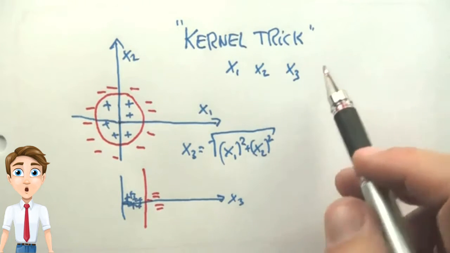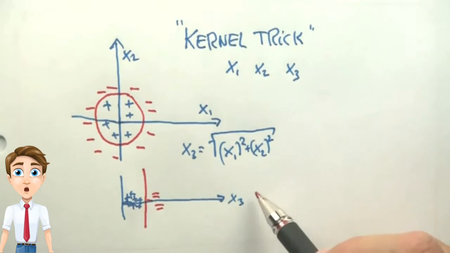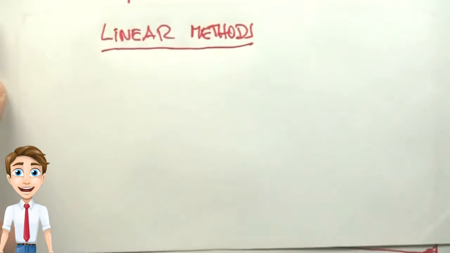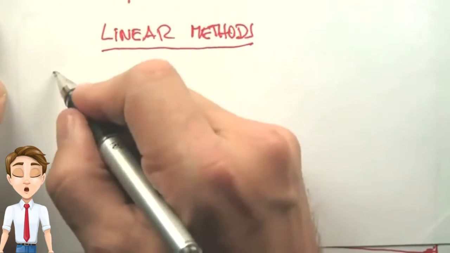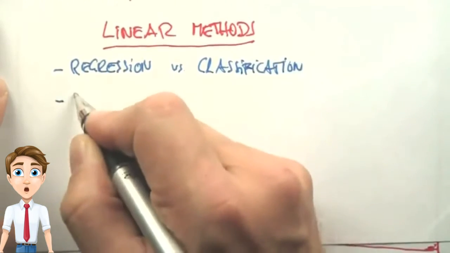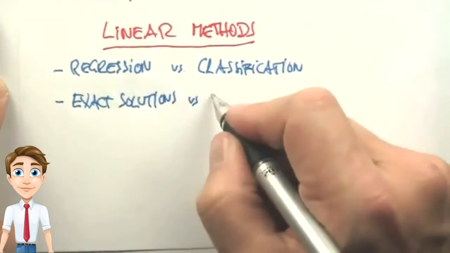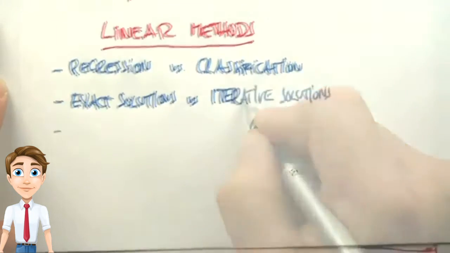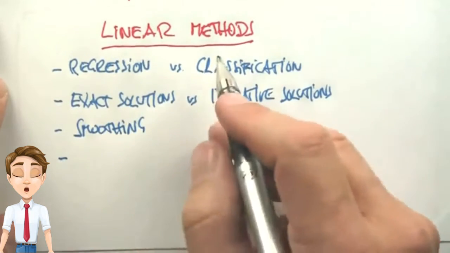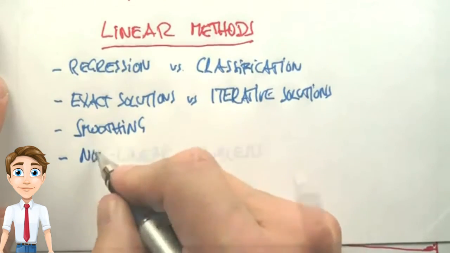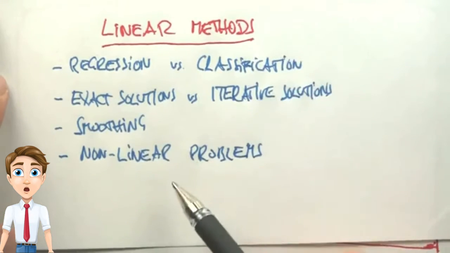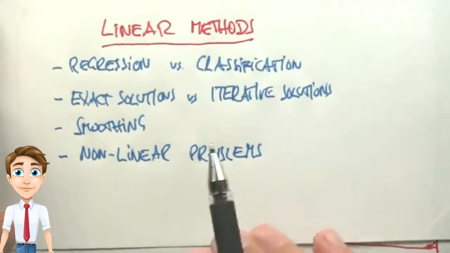This is meant to just give you an overview of the essence of what support vector machines are all about. So in summary, linear methods, we learned about using them for regression and also classification. We learned about exact solutions versus iterative solutions. We talked about smoothing, and we even talked about using linear methods for nonlinear problems. So we covered quite a bit of ground. This is a really significant cross-section of machine learning.